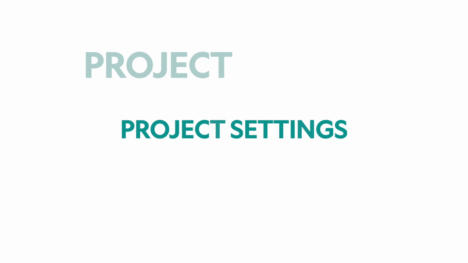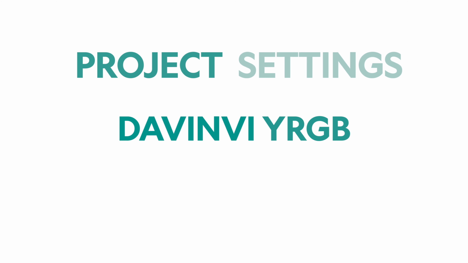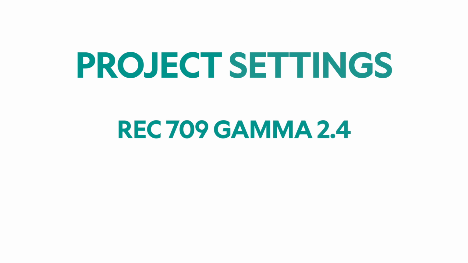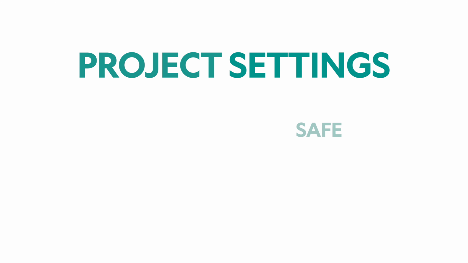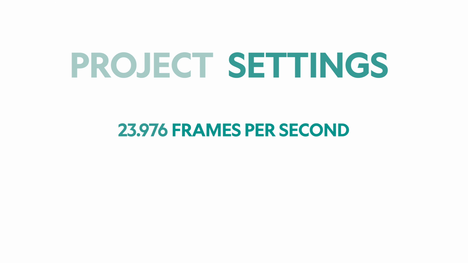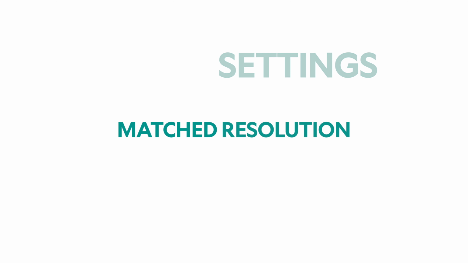Balance, correct, grade without losing quality. Let's begin, starting with our project settings. DaVinci YRGB, Rec 709 Gamma 2.4, Tetrahedral. Make broadcast safe. 23.976 frames per second. Matched resolution.